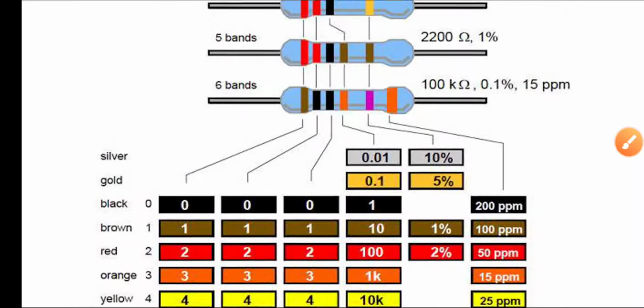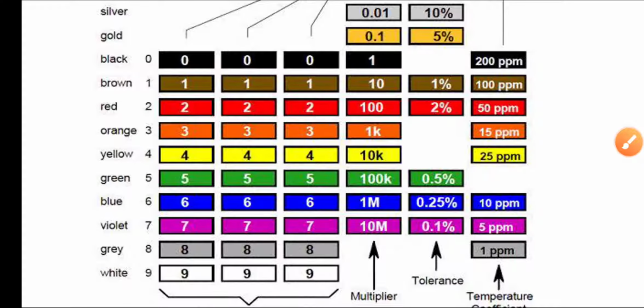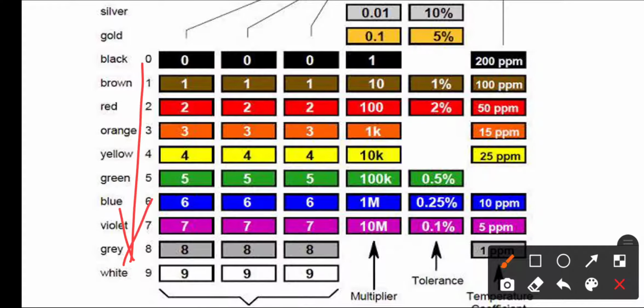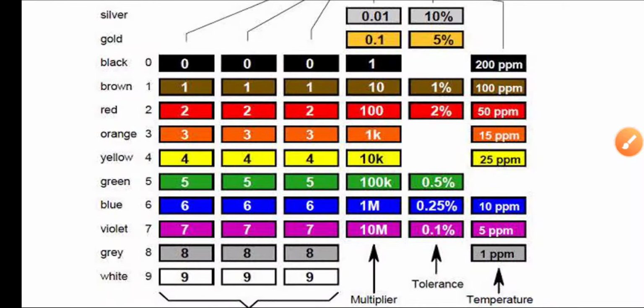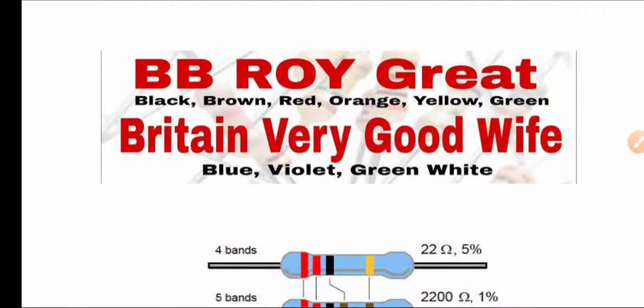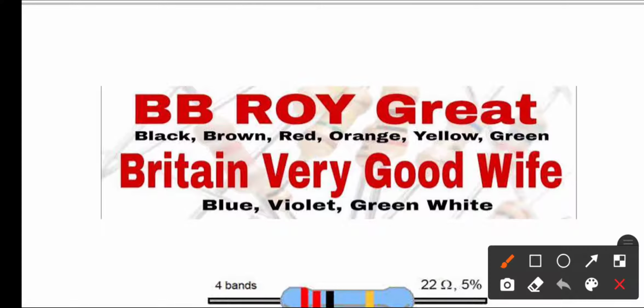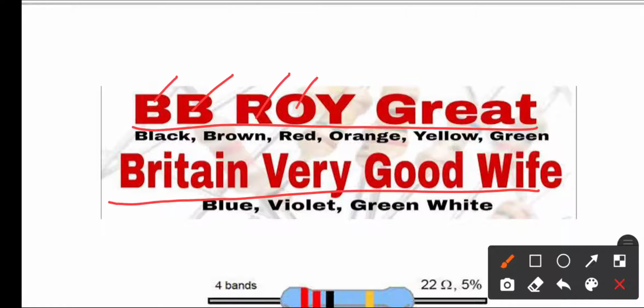Okay guys, to remember these colors in chronological order and in proper order, you have to remember them like this: black, brown, red, orange, yellow, green, blue, violet, gray. There is one trick by which you can remember all these very easily: B.B. Roy of Great Britain has very good wife. You can learn this line again and again, like that: B.B. Roy of Great Britain has very good wife, meaning black, brown, red, orange, yellow, like that.